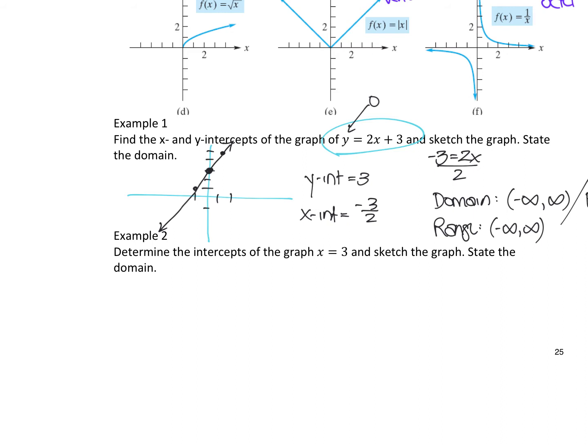Undefined slope, which is what kind of line though? Vertical. Good. So if I'm asked to do the sketch of a vertical line, it's just at 3. Now what does that mean about its domain? Can I say negative infinity to infinity? It's just 3 to 3, which we literally just say 3.